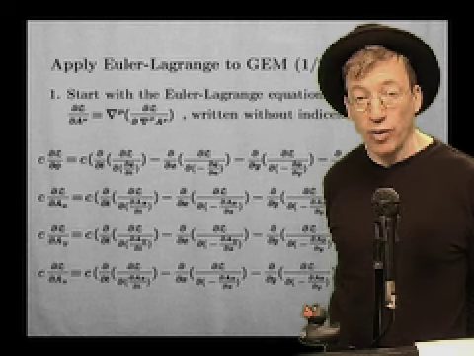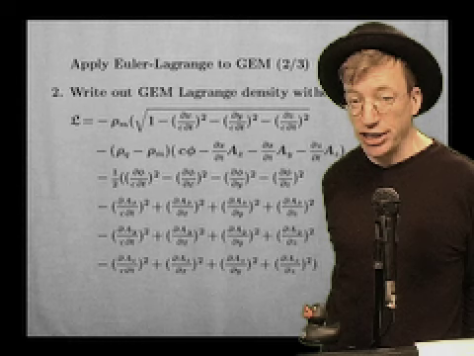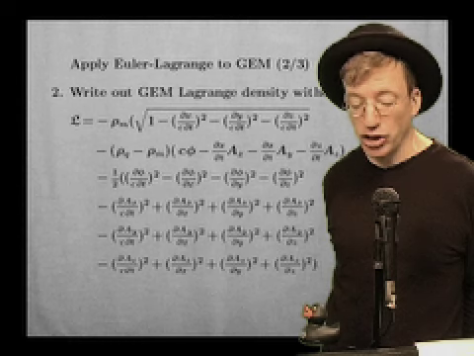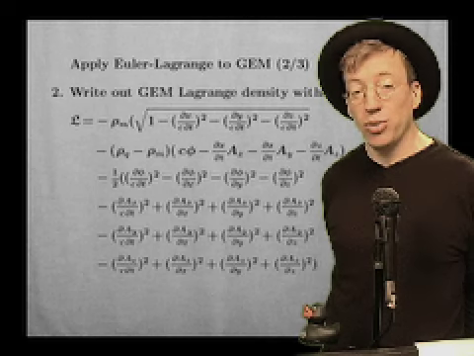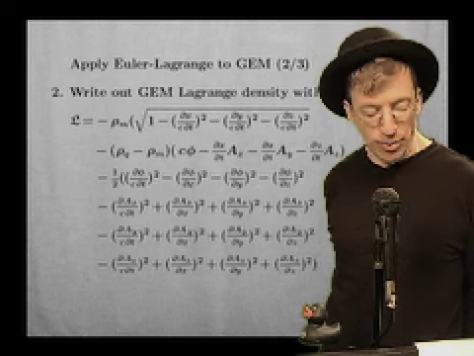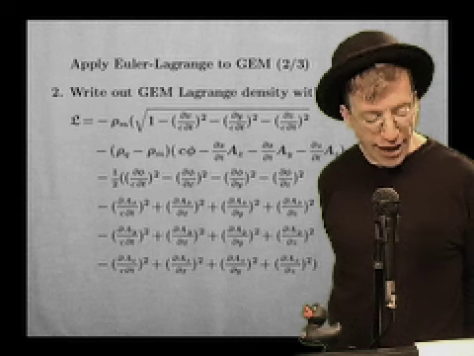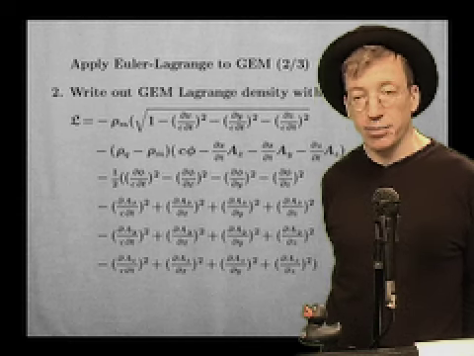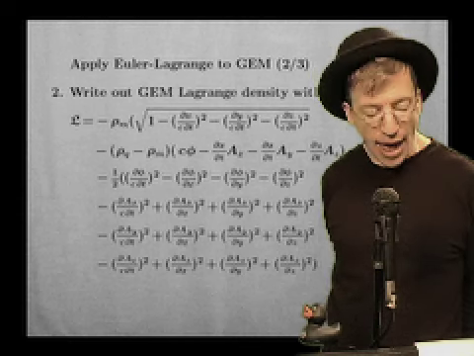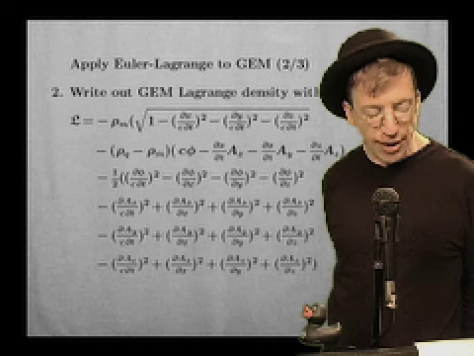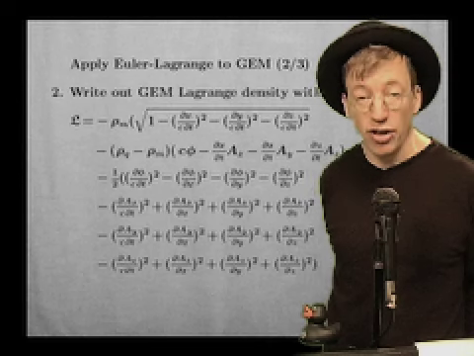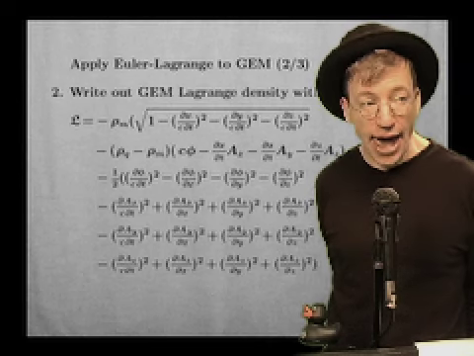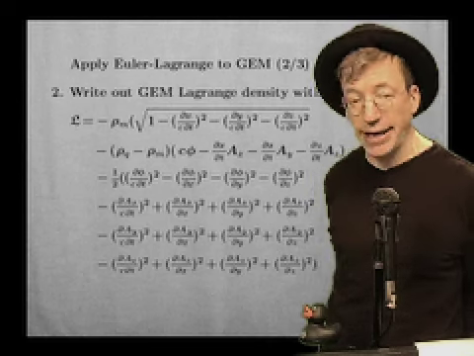And now we have to write out that GEM Lagrange density from the last show without indices. So we write out each and every one of those components. And you'll see it's got several things. It's got some charges in there. And the charges are multiplied by things like the parts of the potential. You see phi in there, and A_x, A_y, A_z.